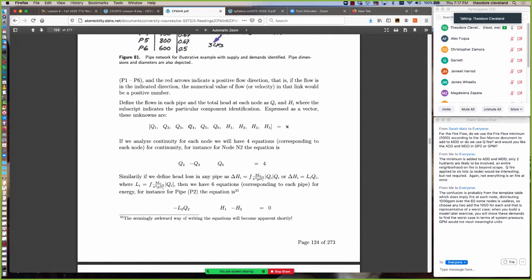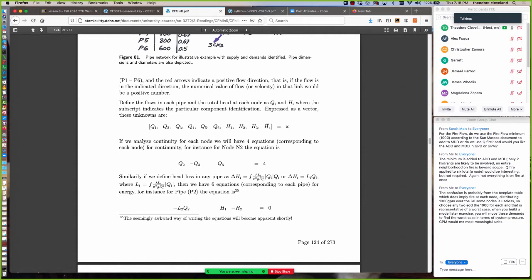So let's proceed to assemble some equations and try to do Newton-Raphson. Our first thing is our unknown vector x. I have chosen to organize x as q1 through q6, h1 through h4, where the h's represent the total heads at their respective nodes. So h1 is the total head at node 1, h2 is the total head at node 2, h3 is the total head at node 3, h4 is the total head at node 4. And then the q's are the flows in the pipes. q1 is in pipe 1, q2 is pipe 2, and so on.